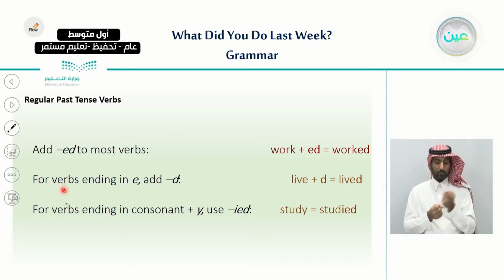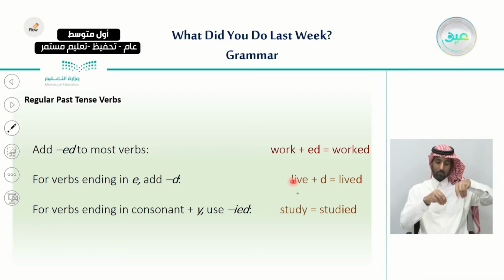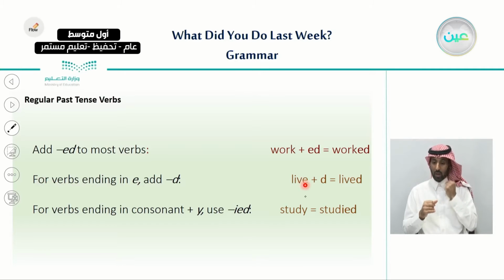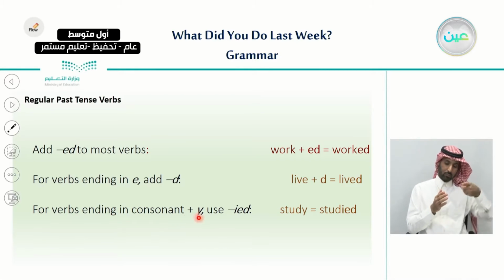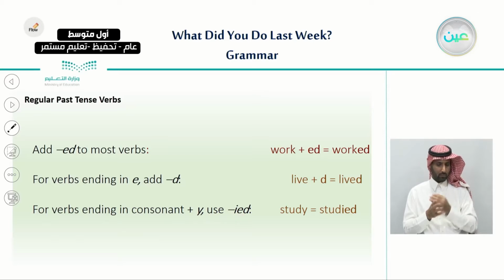As for the verbs ending in e, we only add d, for example live. So here we don't have to write another e and d. No, in this case we only add d. So live plus d will be lived. I lived outside of my city, for example. And for verbs ending in a consonant plus y, we change it to ied.